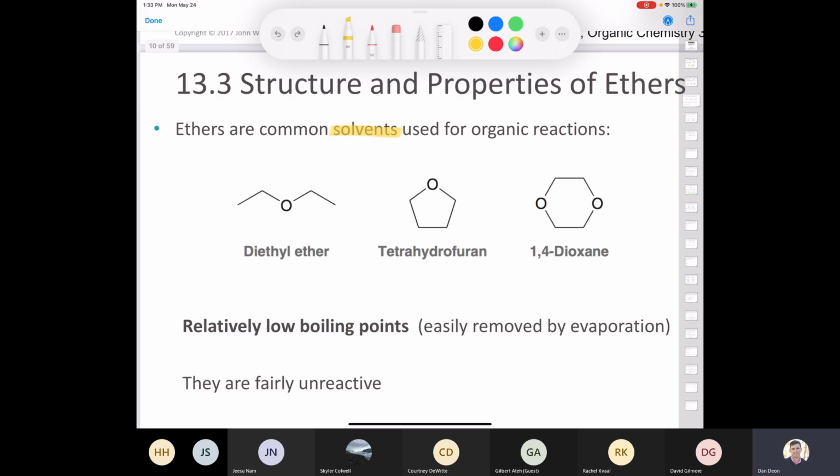So diethyl ether, like we saw, is a liquid at room temperature. It's got a boiling point of around 35 degrees Celsius, is what we said. So it's got a pretty low boiling point. But furan has an acronym, which is THF.